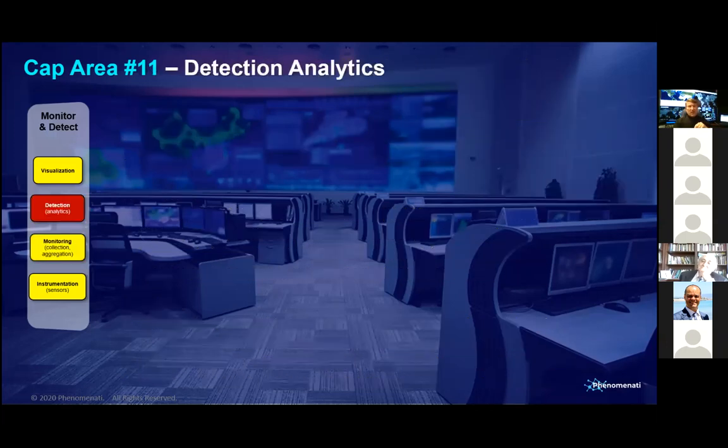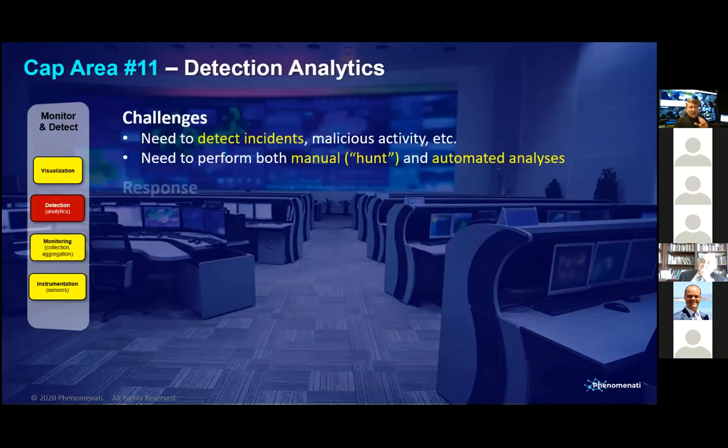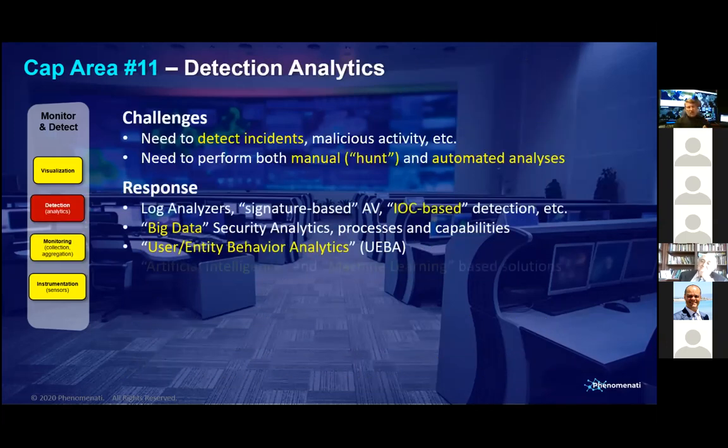That's where we get into detection. We're trying to detect these incidents. We're doing it manually. We're doing it automated. We're driving it off from all of the indicators I talked about earlier. Big data is not the panacea that people have hoped it would be.